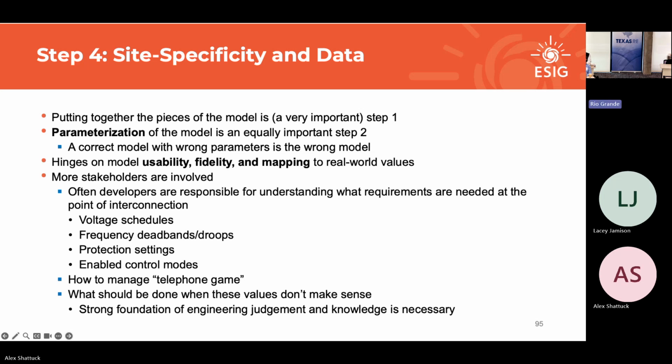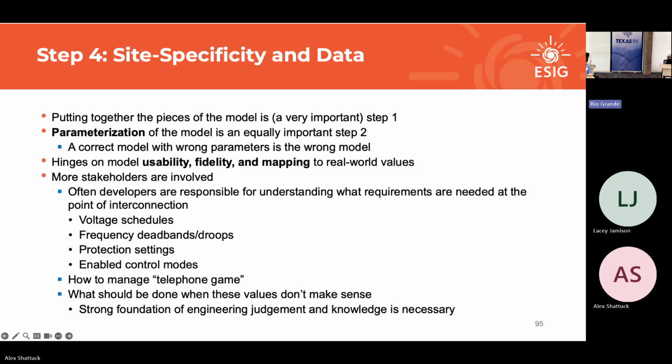Which is another way, if you're a consultant or a developer or a transmission system operator, to get a gut feeling for whether the model is good. If every plant that connects to my system must have a voltage schedule of X or a voltage deadband of X, and I get something that's completely off, then that's either a real big error, a wrong model, or an error that I need to ask follow-up questions about.